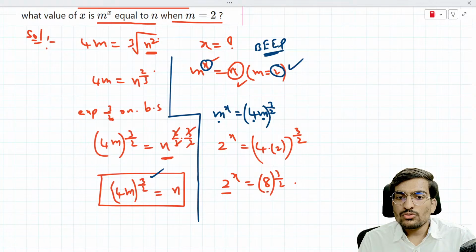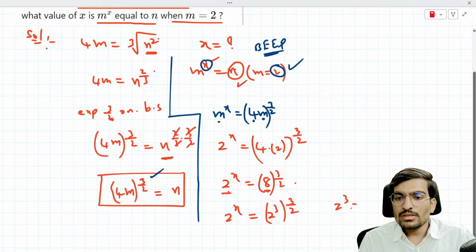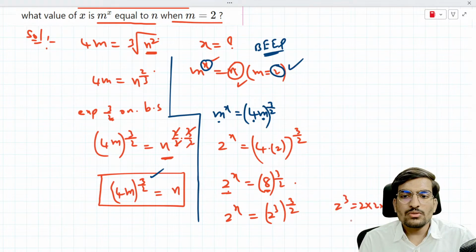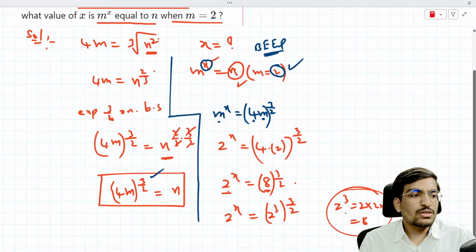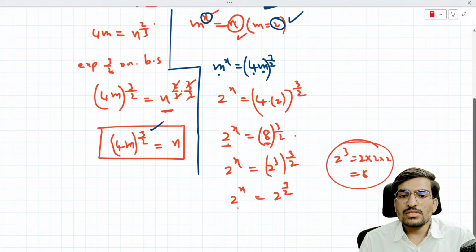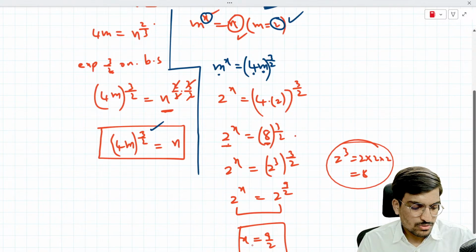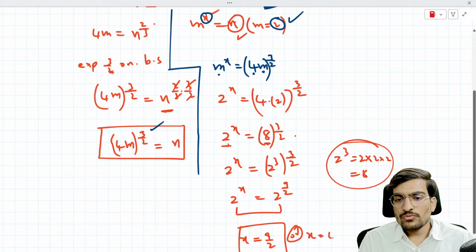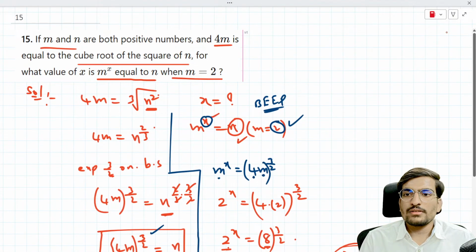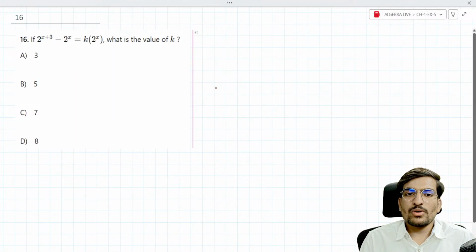So how can we turn this 8 into 2? We write this 8 as 2 power 3, which is 2 into 2 into 2, equal to 8. That's why we used 2 power 3. So now 2 power x equals 2 power 9 by 2. Now you see the bases are equal, so equate powers: x equals directly 9 by 2, which is what we are looking for, or x equals 4.5. So done.